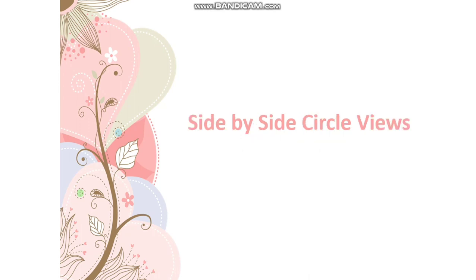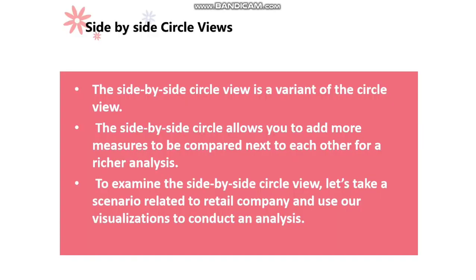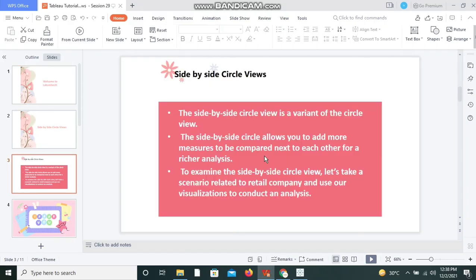In today's video, I'm going to talk about side-by-side circle views in Tableau. Let's get started. Side-by-side circle view is a variant of the circle view. In my previous video, I have already explained about circle view in Tableau. This is an extension of it. Side-by-side circle view allows you to add more measures to be compared next to each other for a deeper analysis. To examine the side-by-side circle view, let's take a scenario related to a retail company and use our visualizations to conduct an analysis. Let's get started and let me open the Tableau application.